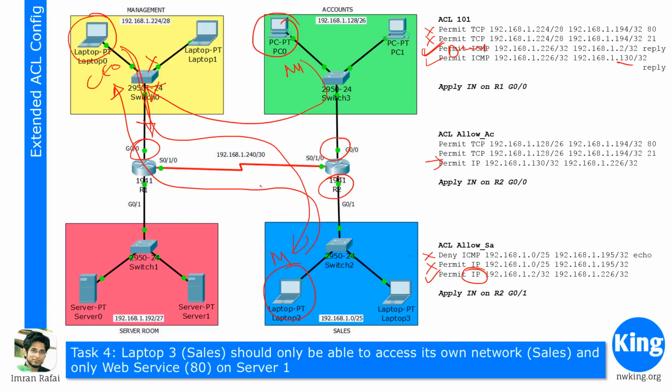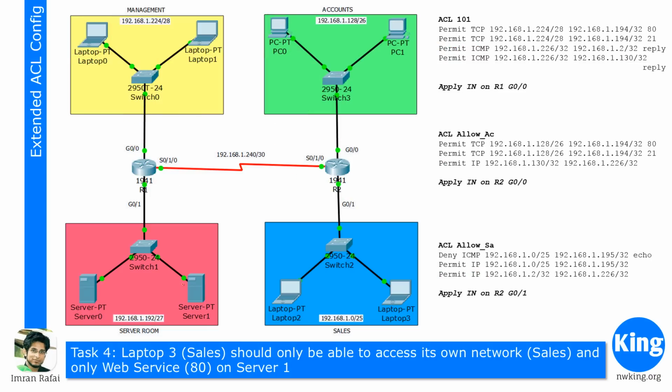Next, we look at task 4, and let me clear the screen once again. This is laptop 3 of sales, that is this guy, which should only be able to access its own network. That's the sales network. That means whenever this PC tries to communicate out, automatically the traffic should get blocked. But it can only access web services on server 1. So all of the traffic will get blocked, but if it's web traffic going to server 1, it's HTTP traffic, that will be let through, right?